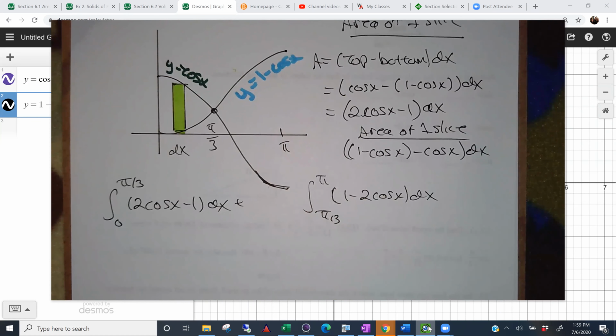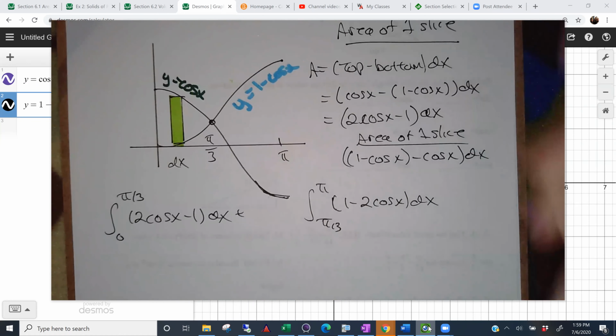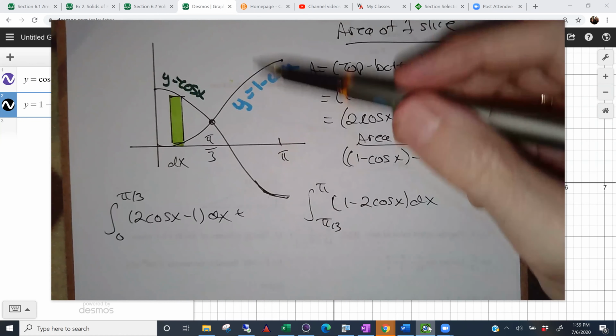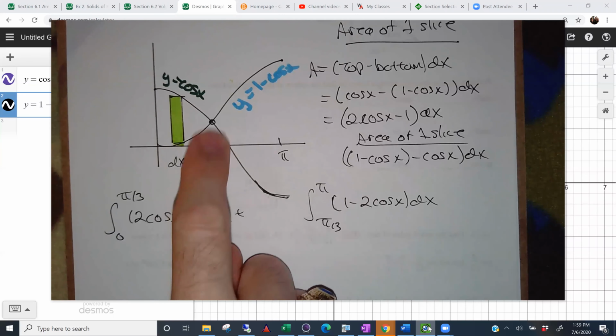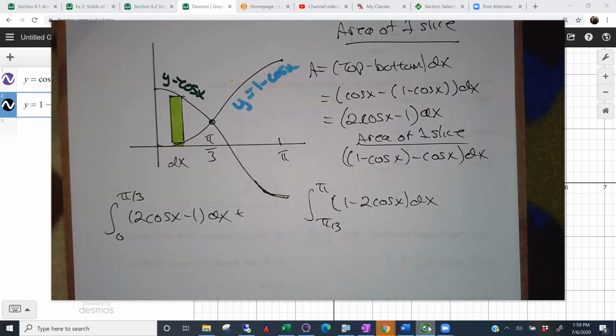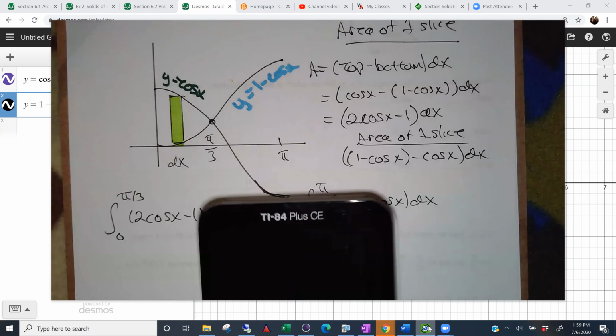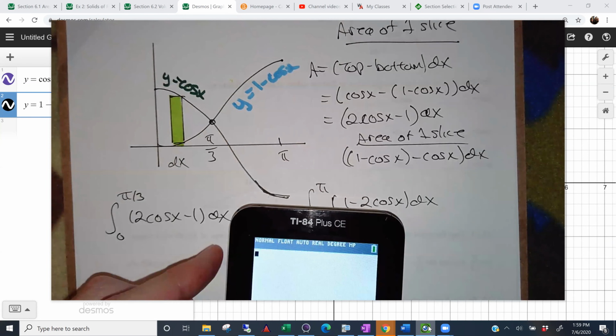Yay. Okay. This setup here is what's most important. Are you comfortable with the setup here and why we needed to switch things up? So a decent graph is a valuable asset, because without that graph, we wouldn't realize we need to flip things up. But if you just integrate this from 0 to pi, my guess is you get a negative answer.